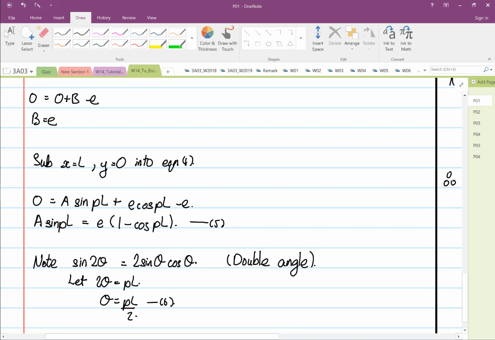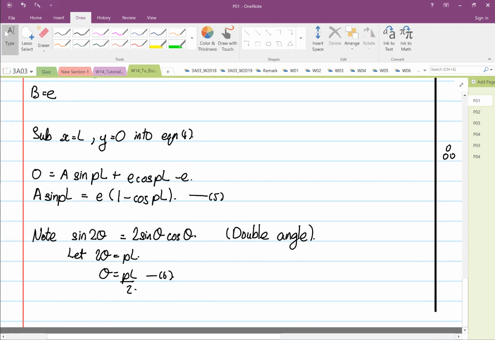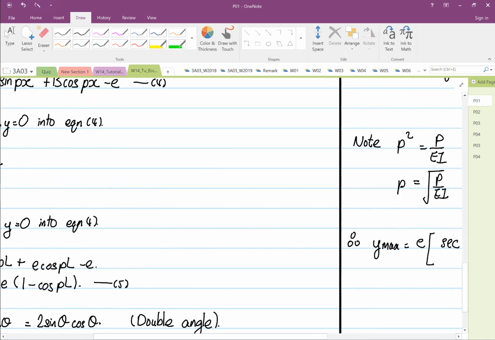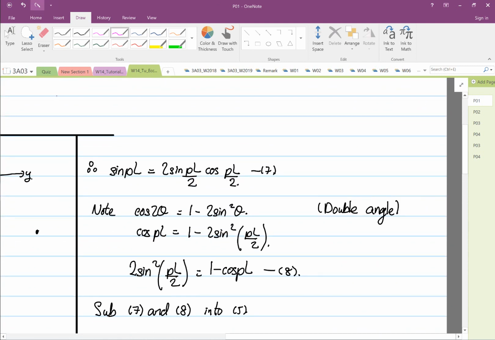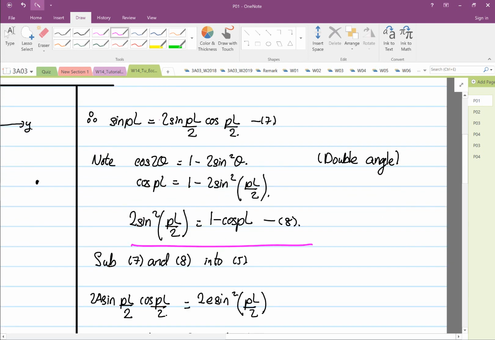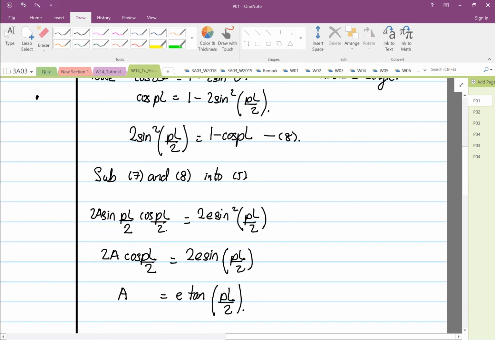Then we start applying the double angle. We know that sin 2θ is equal to 2 sin θ cos θ, and as we let 2θ equal PL, we get θ equal to PL over 2. Then from here we have sin PL equal to 2 sin(PL/2) cos(PL/2). Then we note another expression where cos 2θ is equal to 1 minus 2 sin squared θ. We substitute 2θ equal to PL, so we have this expression, which is equation number 8.